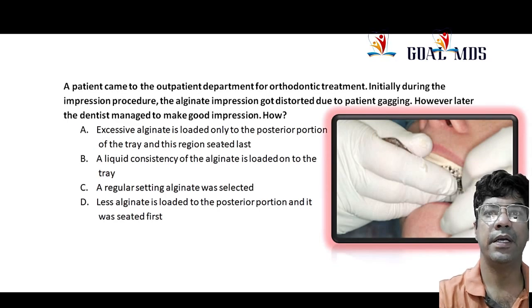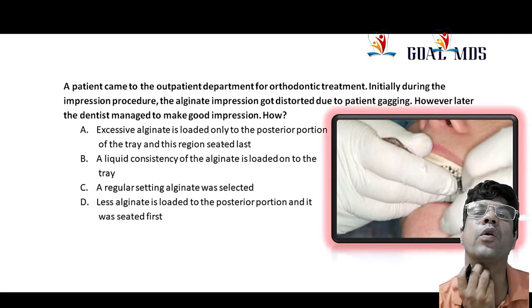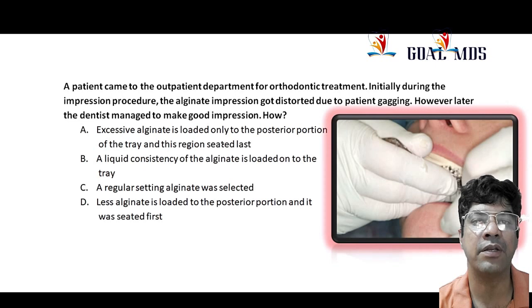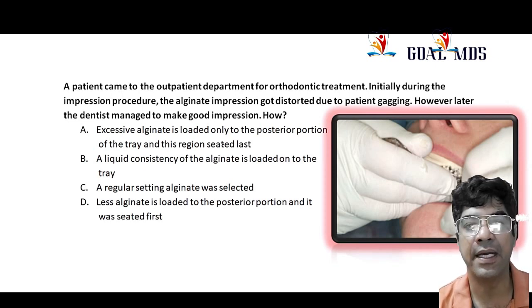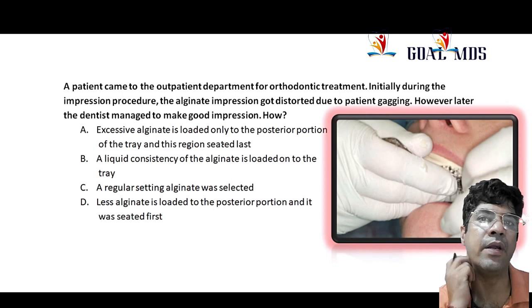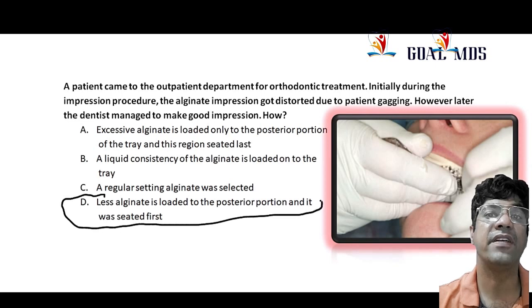A patient came to the outpatient department for ortho treatment. Initially, during the impression procedure, the alginate impression got distorted due to the patient gagging. However, later, the dentist managed to make a good impression. How? Excessive alginate is loaded on the posterior portion of the tray and this region is seated last. So your answer would be less alginate is loaded to the posterior and it was seated first.